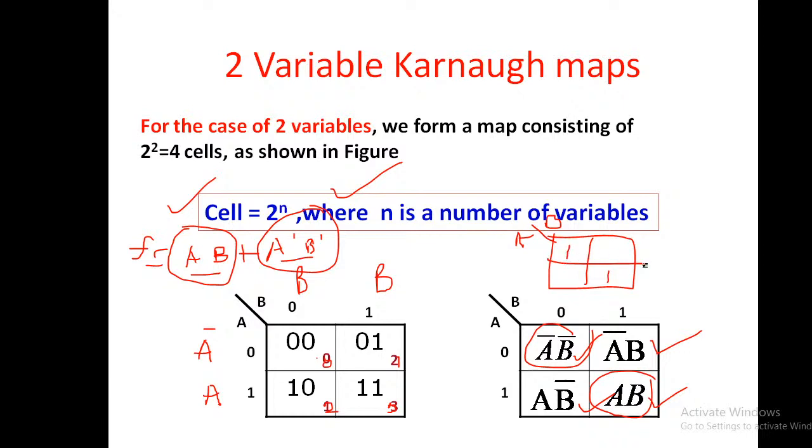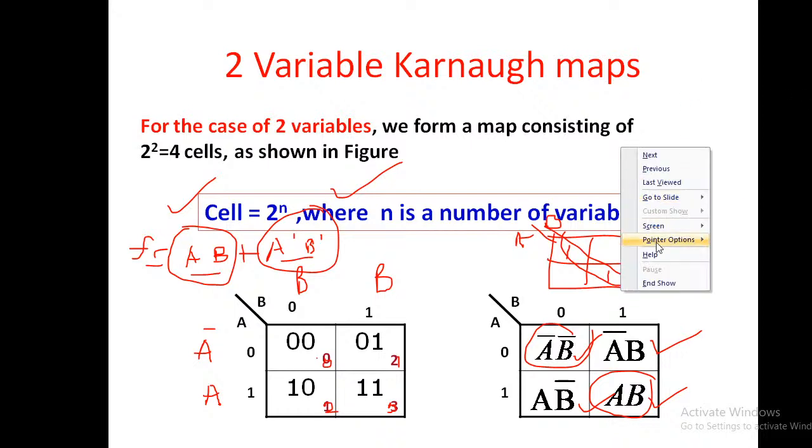Now I talked about grouping. I will be continuing with this section in the next class. As these ones are diagonally placed, we cannot make a group. There are certain rules by which we will be grouping the ones. If the ones are diagonally placed, we cannot make a group, right? So we will be discussing these topics in the next class.